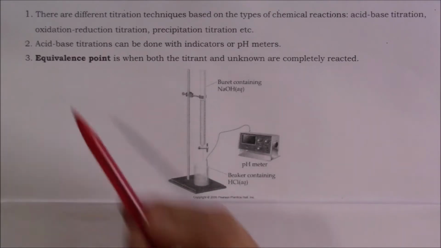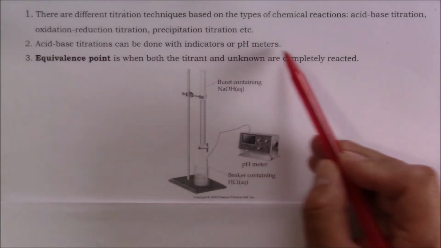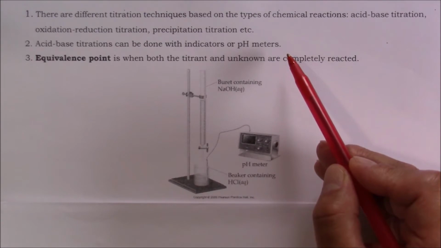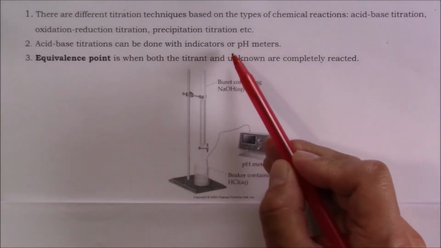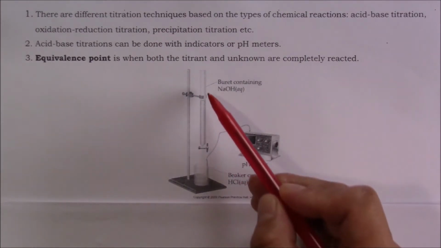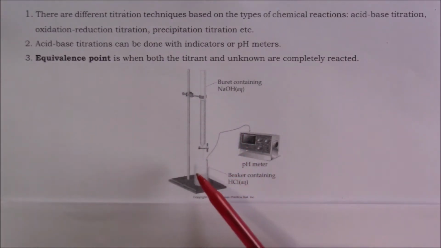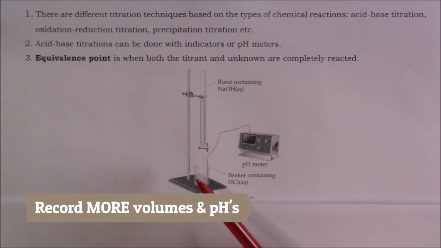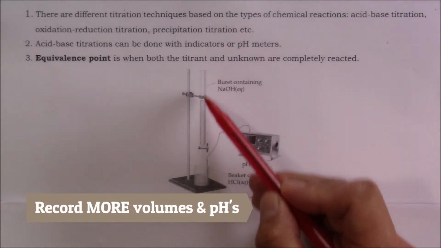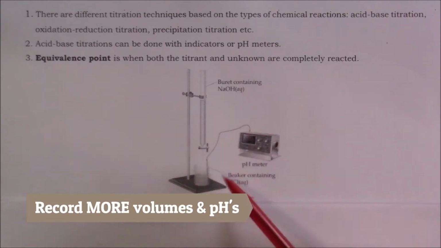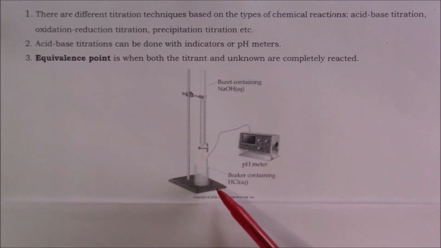When we conduct an acid-base titration with a pH meter, we need to record a lot more data than when we conduct the same titration with an acid-base indicator. We keep adding the standard solution to the beaker which holds the unknown solution. At each step, we need to record both the volume of the standard solution and the pH of the mixture of the standard solution and the unknown solution.